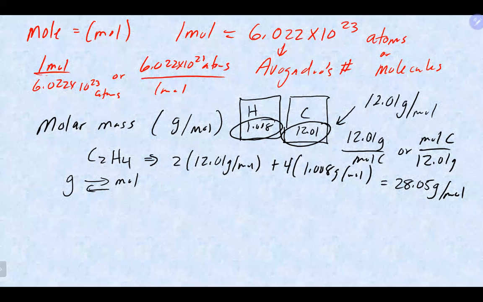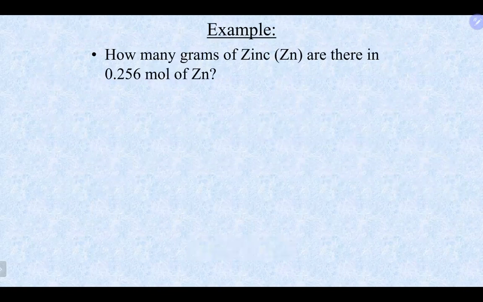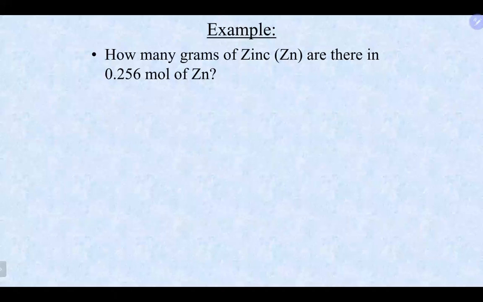So we did some examples last time, so let's do some more here. Why don't we try zinc? We want to know how many grams there are in 0.256 moles of zinc. Zinc is 65.39 on the periodic table. Take a moment and see what you get.